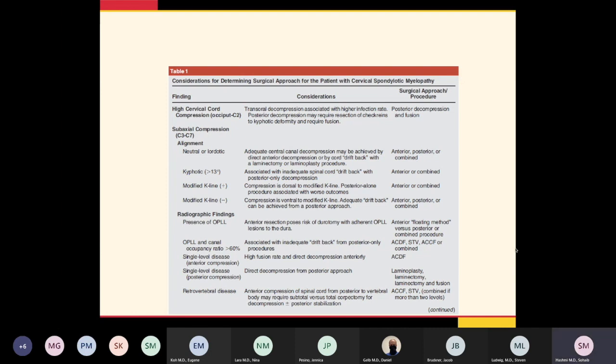And then additionally, radiographic findings, the biggest and most concerning for potential treatment implications would be the presence of an OPLL, which poses a very real risk to dural injury with that adherent lesion. And this is something that should be considered for a posterior-based surgery to avoid those types of complications.